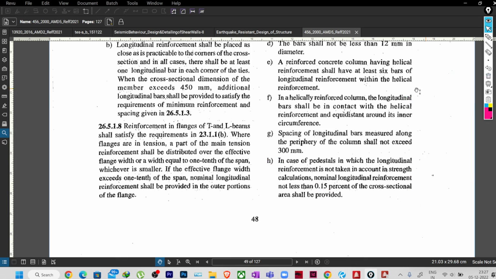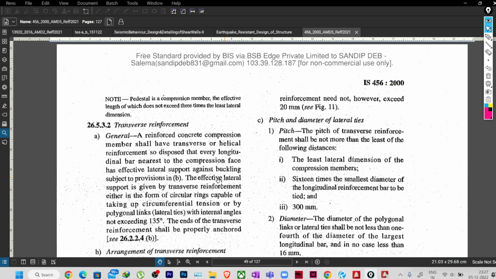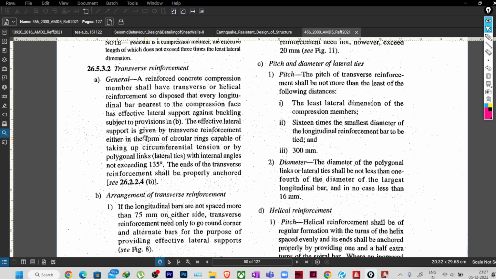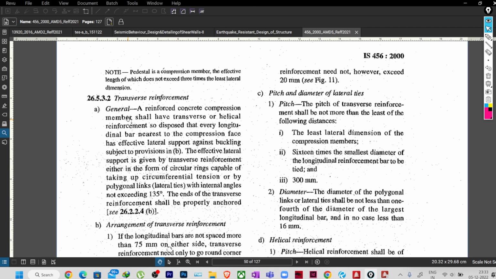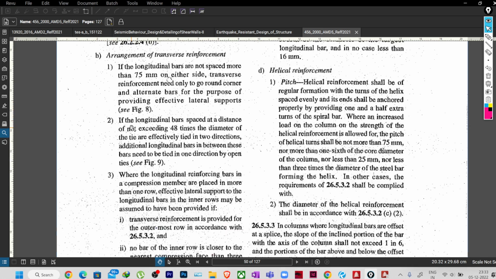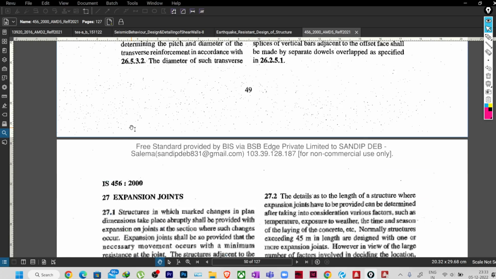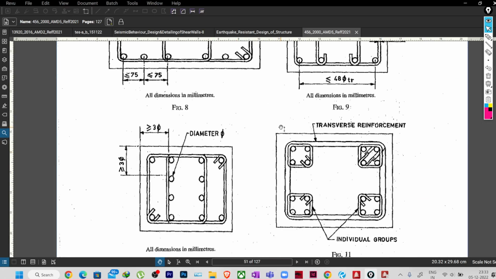So these are the clauses that we need to read properly. Again, we have the transverse reinforcement also. Here you can see the criteria for the transverse reinforcement is given in 26.5.3.2. This particular thing also is a matter of understanding. We need to understand these diagrams.